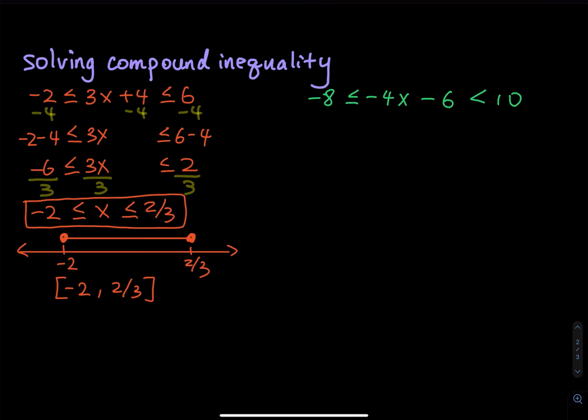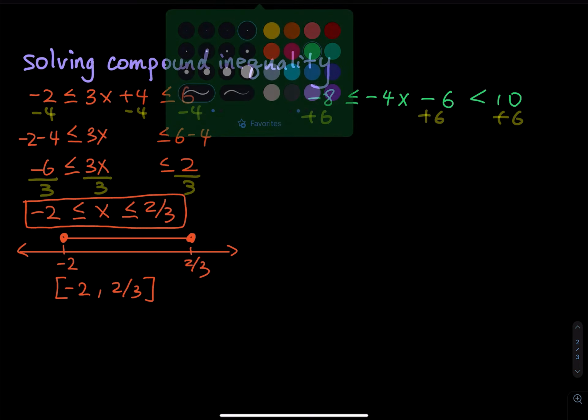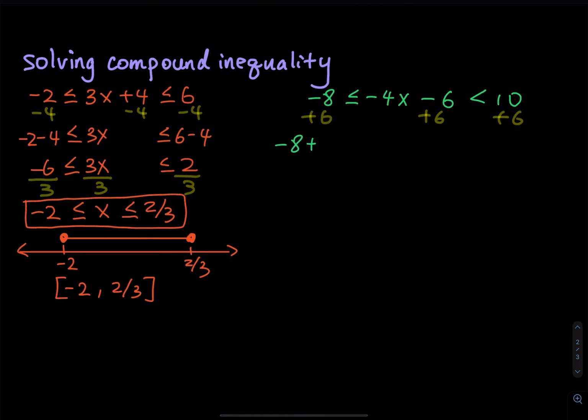Okay, so moving on to the green problem. For the green problem, there is a -4, right? So be prepared to reverse the direction of the inequality symbol. First of all, let's add 6 on each side. So +6, +6, +6. And then I have -8 plus 6 less than or equal to -4x. -6 plus 6 is gone. 10 plus 6 is 16. You have -4x in the middle.